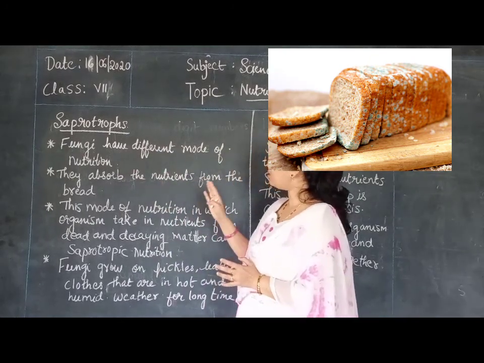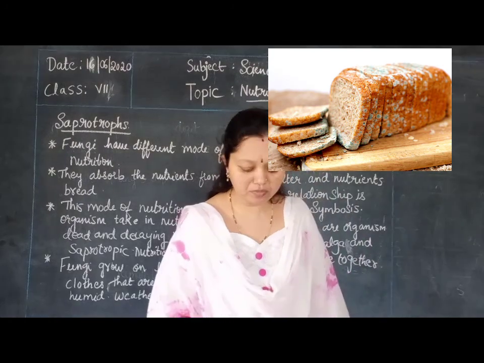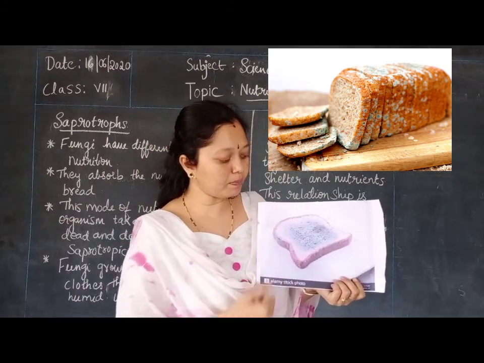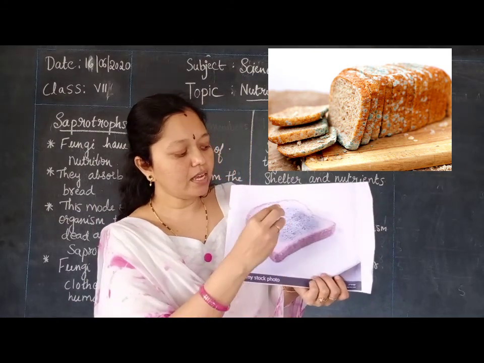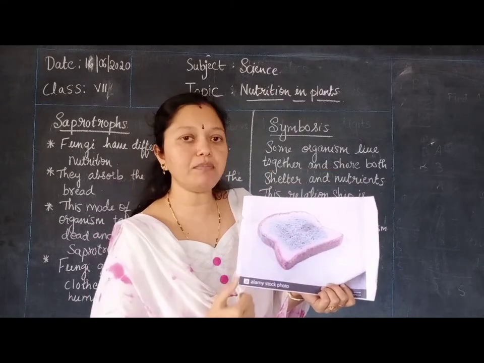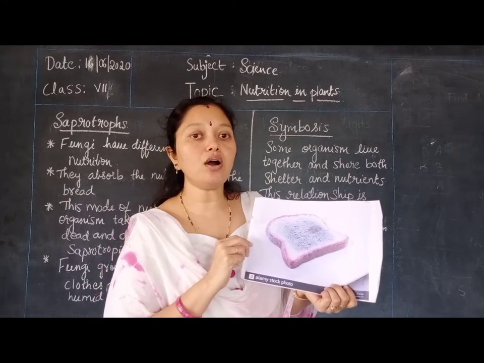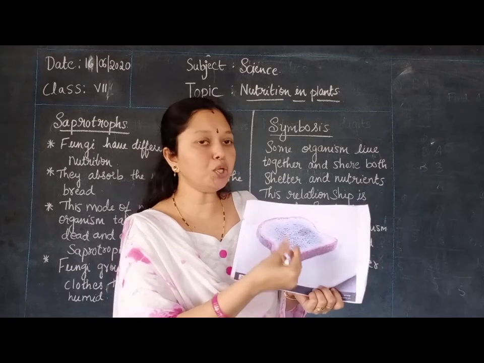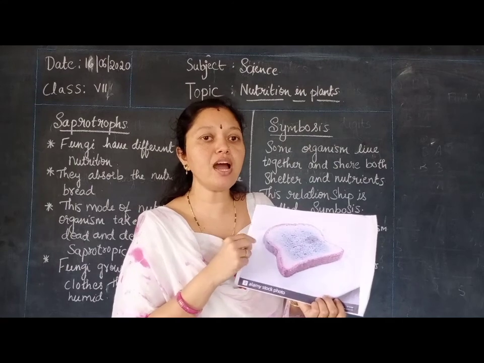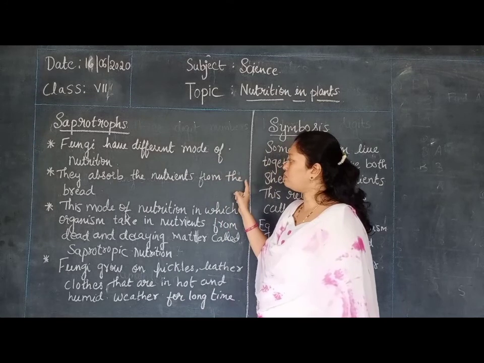So here the fungi have a different mode of nutrition. First, they absorb the nutrients from the bread. You would have seen bread, children. When you keep it for a longer time, what happens? I have brought the picture here. You can see the bread, and the black colored patches on it. What is that? It is fungus, which grows on the bread when you keep it for a longer time. It takes the nutrients from the bread to grow or for survival.